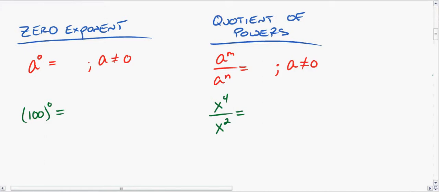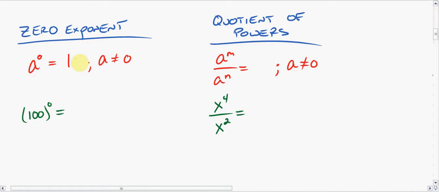The next property is called the zero exponent property. And that's stating that anything raised to the 0 power is simply 1. So a to the 0 power is 1. There's a stipulation here that a can't be 0. Anything other than 0 raised to the 0 power is going to be 1.